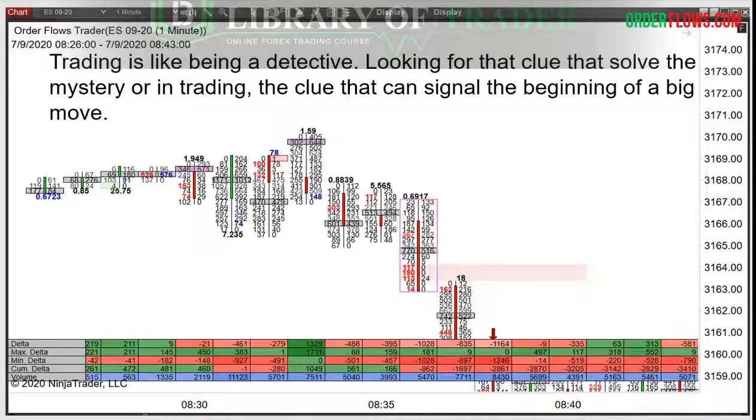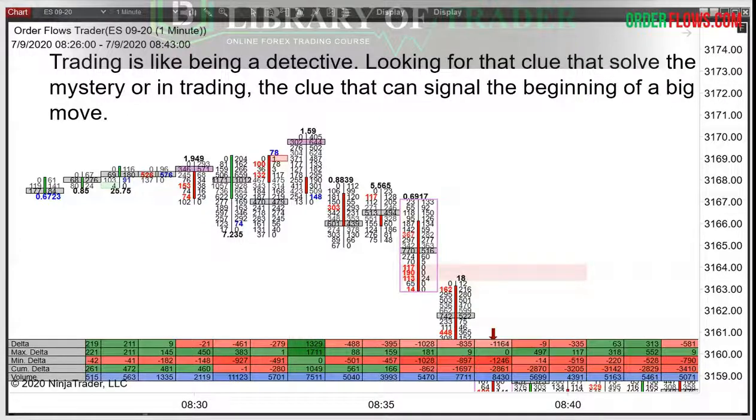And trading is like being a detective, right? Looking for that clue to solve the mystery, or in trading, the clue that can signal the beginning of a big move, right? This was in the S&Ps, and we had a big move. And if you look at what happened prior to the big move, if you're watching the order flow, it's pretty obvious, right? You could see how the delta has mostly turned negative. So you've got very strong aggressive selling, you've got imbalances in the bars, and you've got point of control acting as resistance. This is telling you, this market has more of a chance of going down than it does of going up.